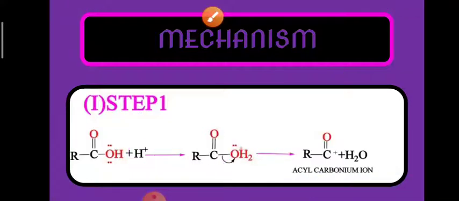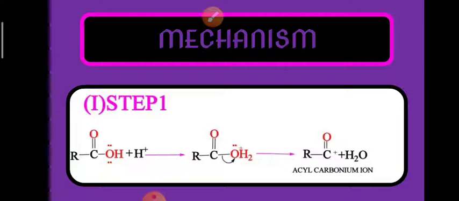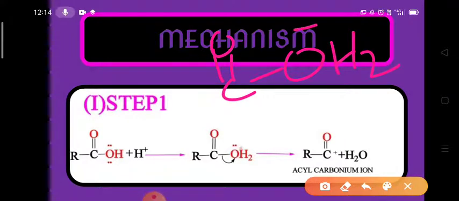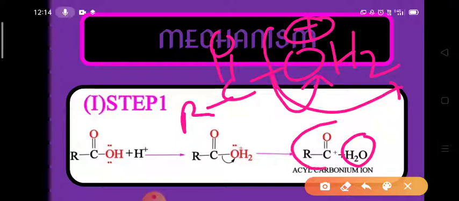Here the oxygen of the oxonium ion draws the electron pair from the CO bond. Look here, this oxygen atom draws this CO bond electron pair and goes outside in the form of water, like here, and then positive charge appears on the carbon of the RCO group.